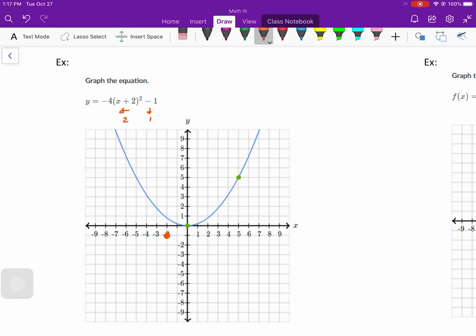Now we just need to figure out another point. So for the other point, let's plug in something close to the vertex, like maybe -1. So when x is -1, just do a little PEMDAS here, you get -5. So -1, -5 is the other point.